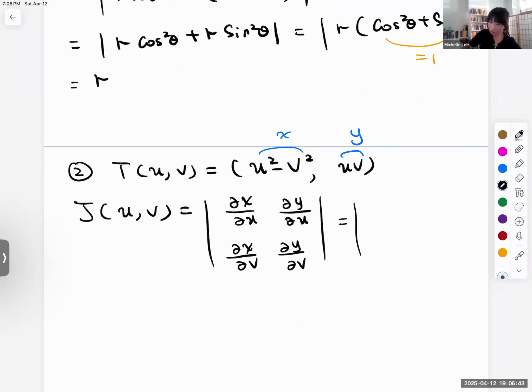Now we want to take a look at this partial derivative with respect to u. This is a constant, so it is 0. So what do you get? 2u, right? How about this one? We keep the constant v. Very good. Now we do the partial derivative with respect to v. So u is constant, it is 0. We have a negative 2v.